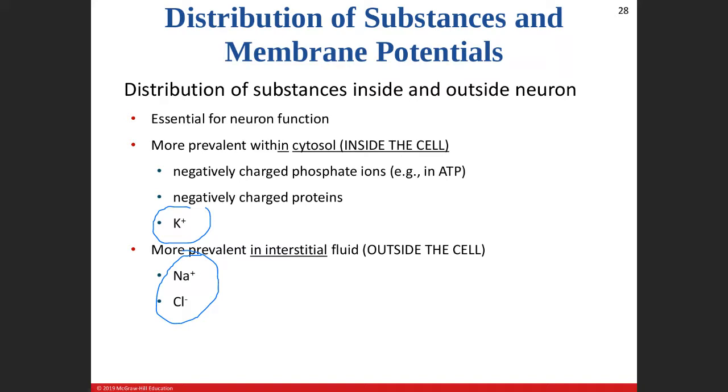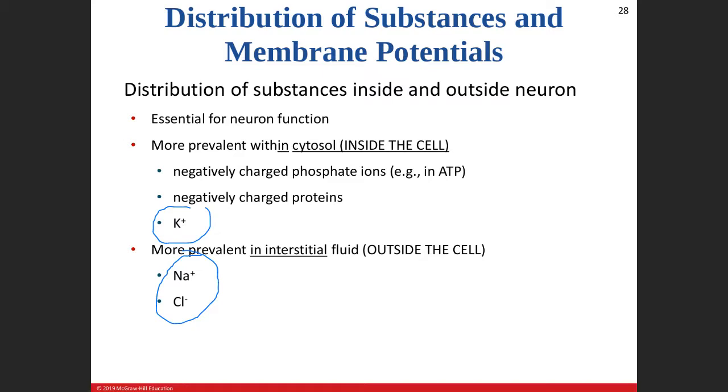Now we're going to talk about a concept we need to understand so we can figure out how we get this resting membrane potential, this negative 70 value. First, we're going to talk about what we call the electrochemical gradient. We understand concentration gradients: there's more of one thing in one area and less of it in another area. Things will move down that concentration gradient.